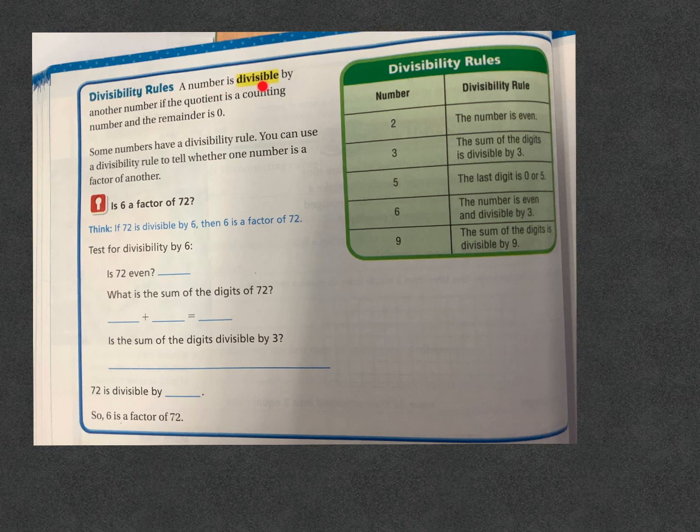A number is divisible, able to be divided by another number, if the quotient is a counting number and the remainder is 0, meaning there's nothing left over. You land exactly on that number, right? Some numbers have a divisibility rule that you can use to check and say, oh, is this number divisible by that? You can use a divisibility rule to tell whether one number is a factor of another. So is 6 a factor of 72? Well, before we get to that, let me go through these divisibility rules.